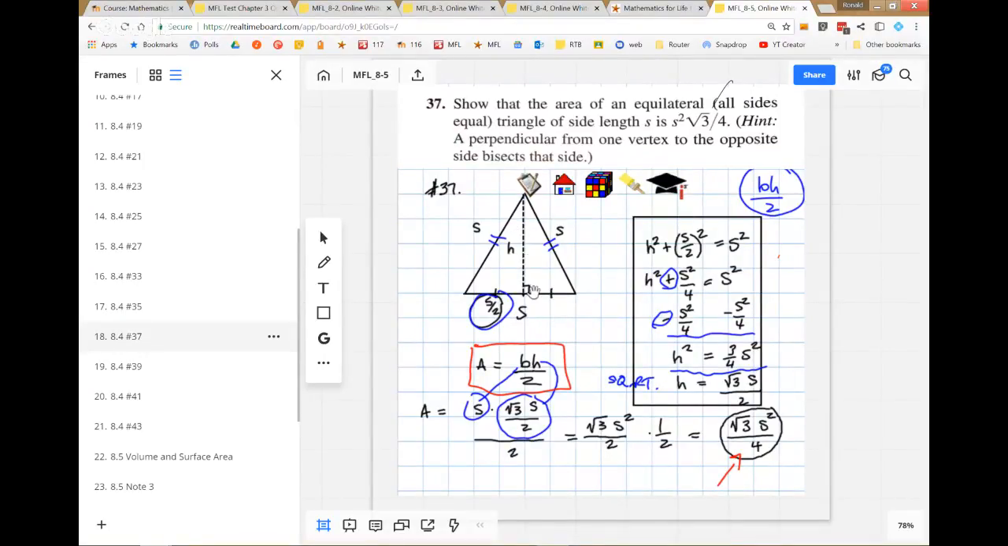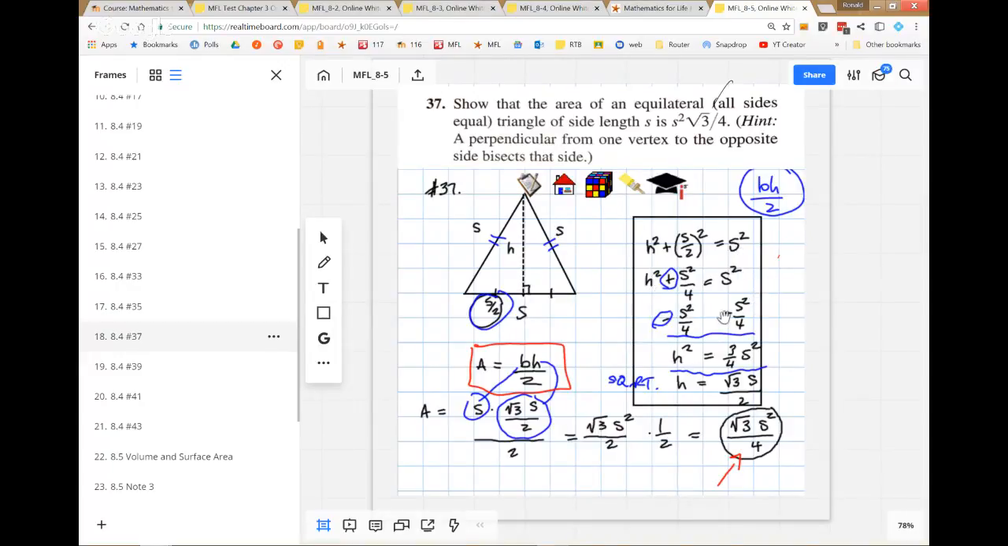So, one leg, h squared, plus this leg, that's half s, or s over 2 squared, equals the hypotenuse, this long guy, squared. Do you guys see that? So, one leg, h squared, plus the other leg, s over 2, this is half, because this whole thing is s, this is s over 2, that squared equals the remaining side squared.